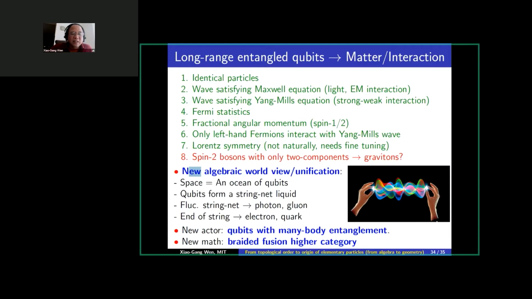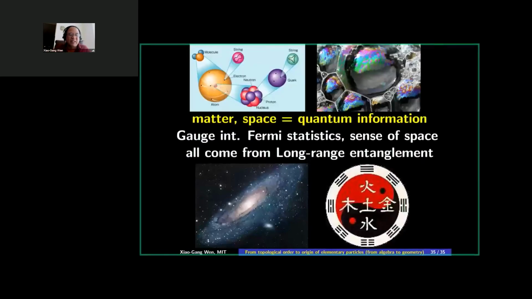Okay, so to summarize, matter and space can probably be viewed as a qubit ocean, or maybe quantum information, and the gauge interaction, Fermi statistics, and space maybe all come from this long-range entanglement. Thank you very much.